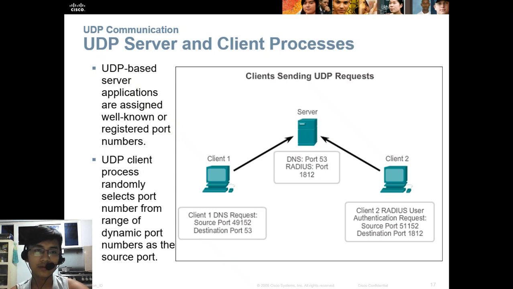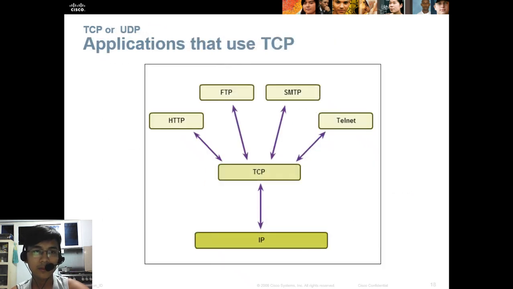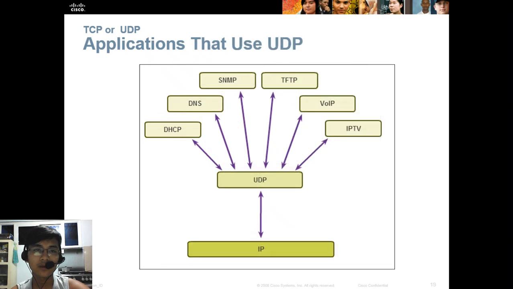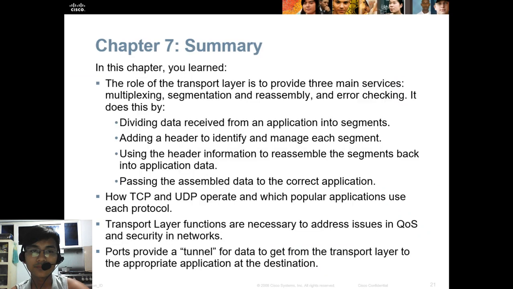UDP server and client processes. UDP-based server applications are assigned well-known or registered port numbers. The UDP client process randomly selects a port number from the range of dynamic port numbers as the source port. Applications that use TCP include HTTP, FTP, SMTP, and Telnet. Applications that use UDP include DHCP, DNS, SNMP, TFTP, VoIP, and IPTV.